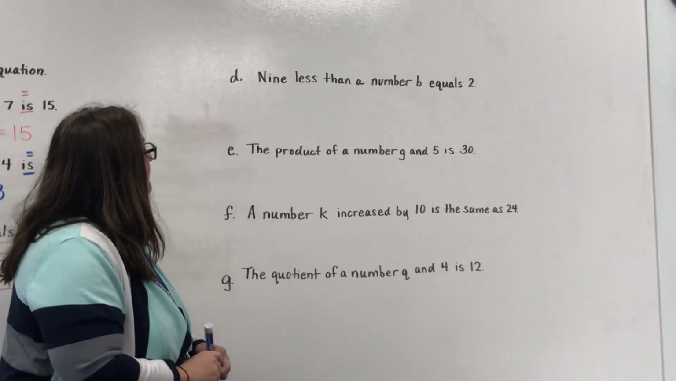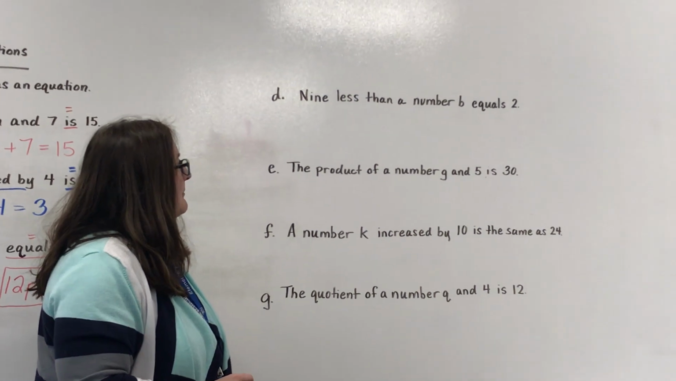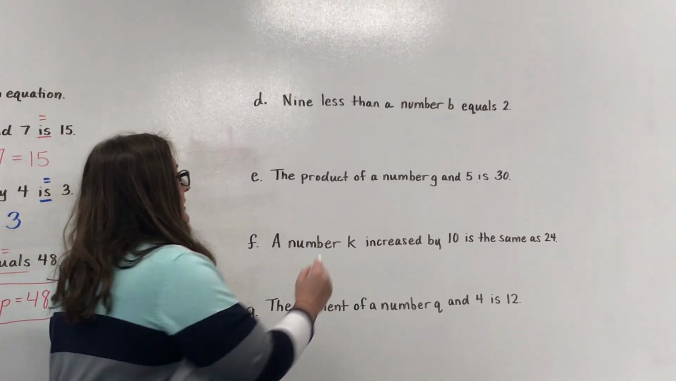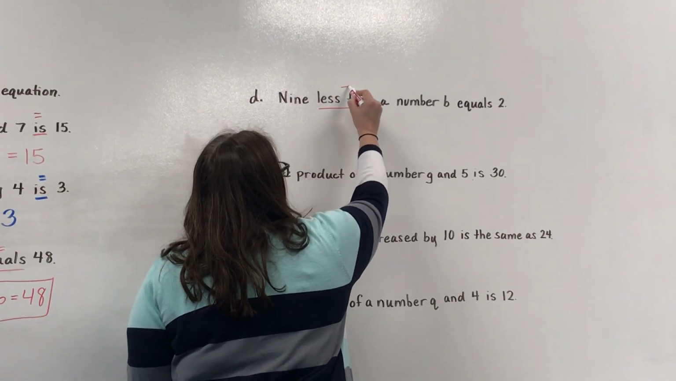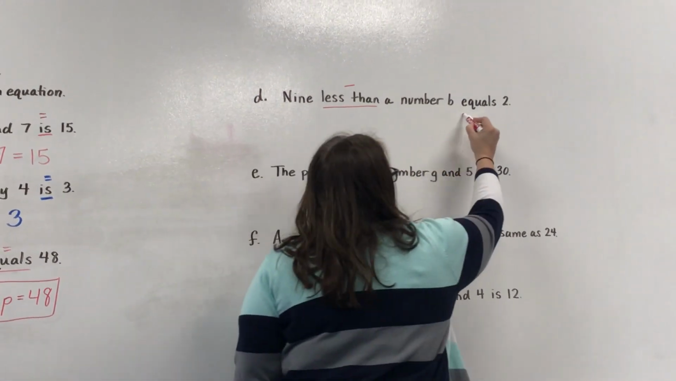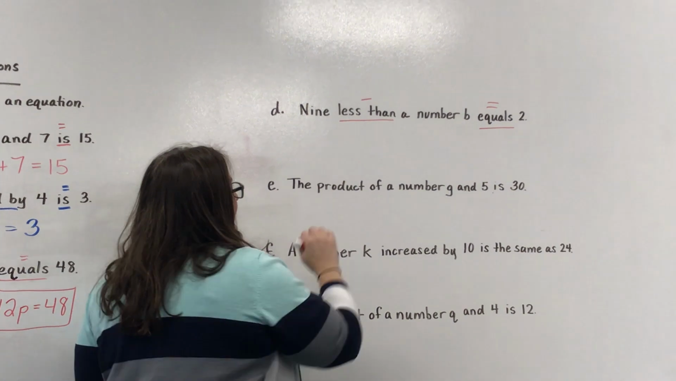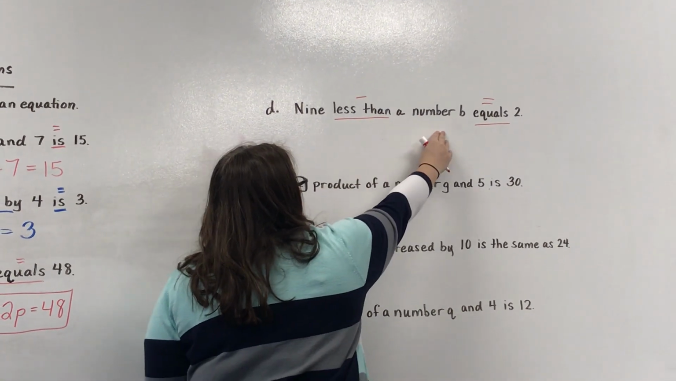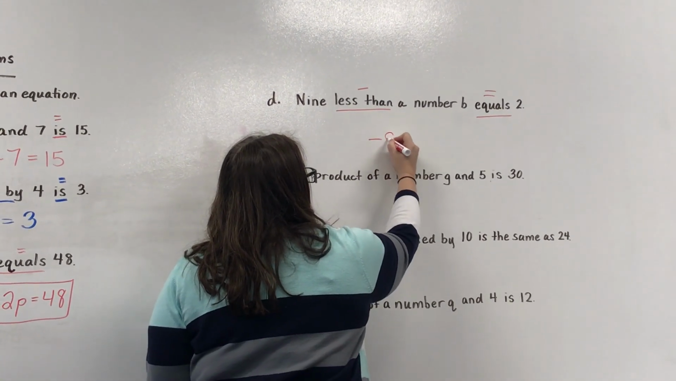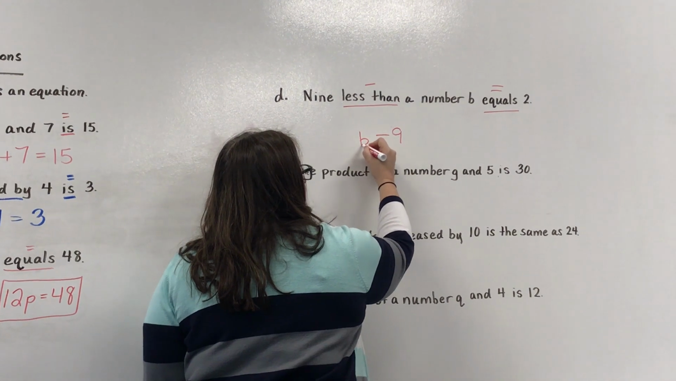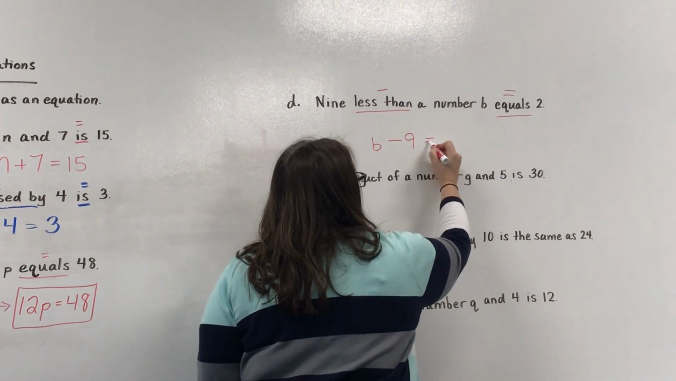Here we have 9 less than a number b equals 2. Well, less than tells us we're going to be subtracting, and equals is where the equal sign is going to go. So I am subtracting 9 less from a number b. So I have to subtract 9 from a number b, and it equals 2.